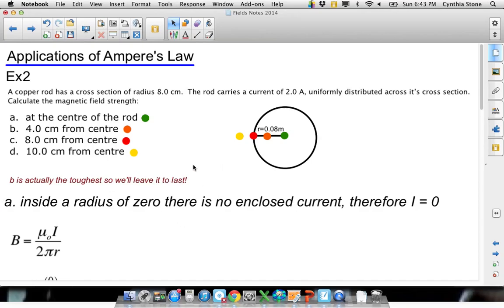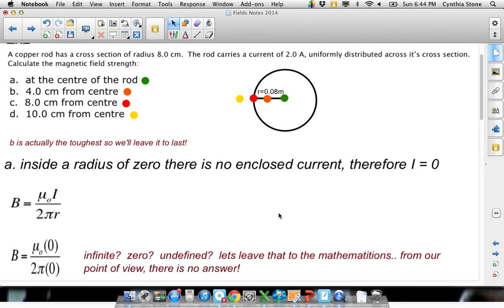So first of all, for part A, what is the magnetic field strength right in the middle? It's very similar to the question, what is the value of g at the center of the Earth? Kind of the same question. Is it infinite or is it 0? And that's a good question.